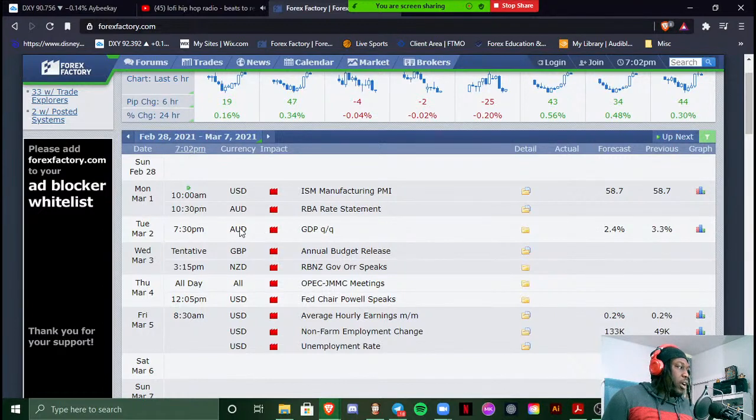Tuesday, you have Australian dollar GDP at 7:30 p.m. That should move the market a little bit for the Australian dollar in the evening hours. Wednesday, we have GDP news. It's tentative, so basically it's going to be rolling throughout the whole day.